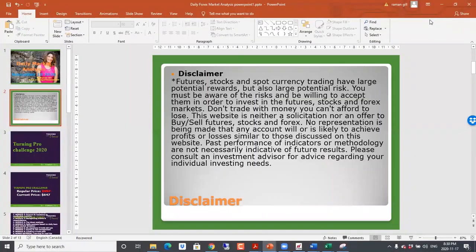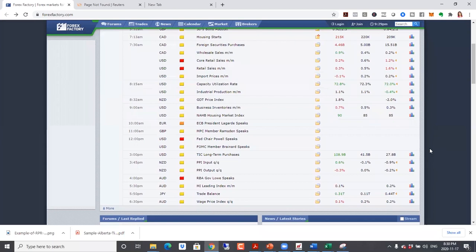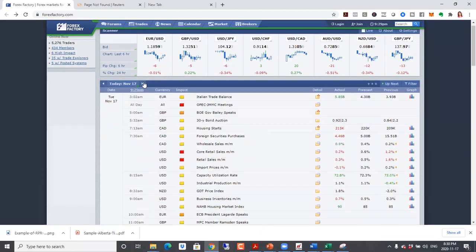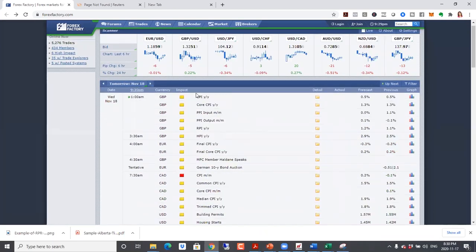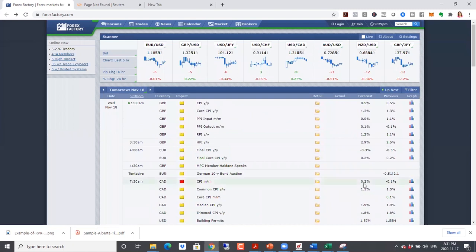As usual, we'll start off by taking a look at our calendar here. So in terms of the news that we have coming up on Wednesday, we have CPI numbers here for British pound and also for euro and Canadian dollar. So a lot of CPI numbers here. At this point, we're not really expecting a big jump in them. As long as they stay stable, I think we shouldn't see a big impact on the market.